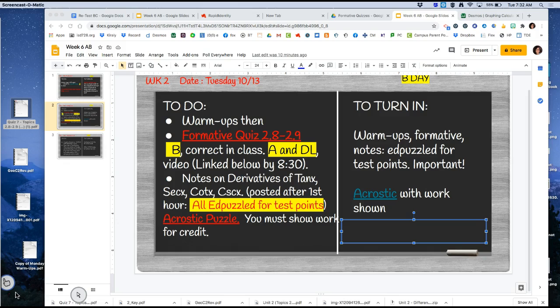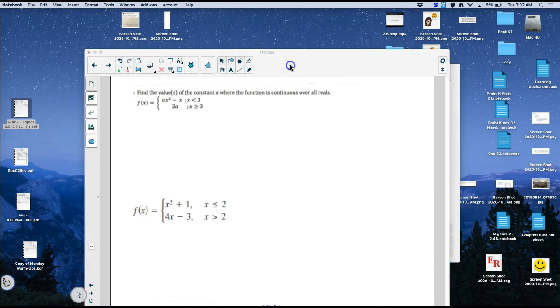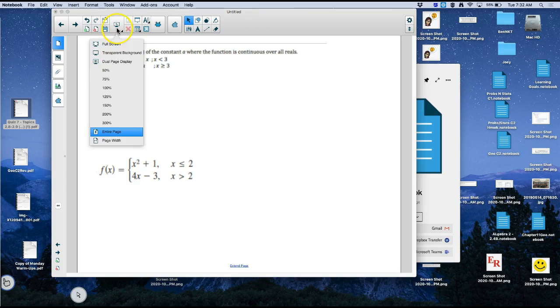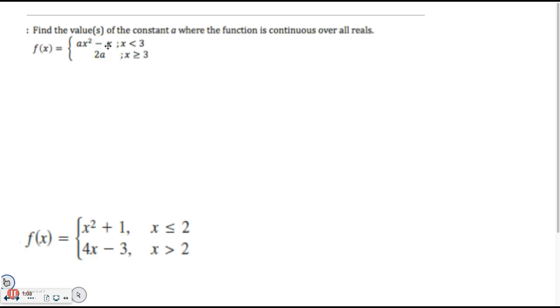So the 2 warm-ups we're going to do, we're going to do them together, because this B group I haven't seen for a while. A group, we did one of these yesterday, but this is a super important concept. So we're nearing the end of a chapter.